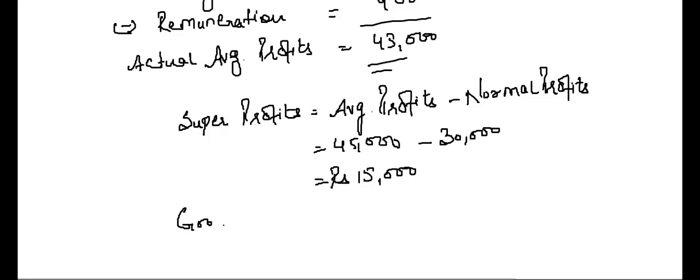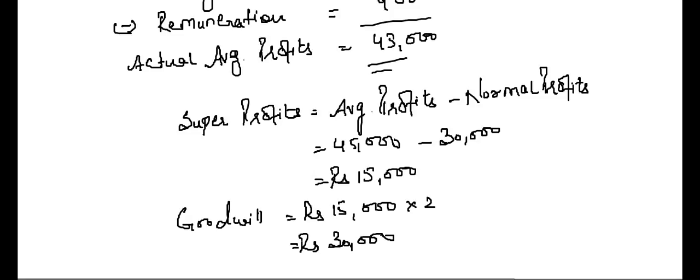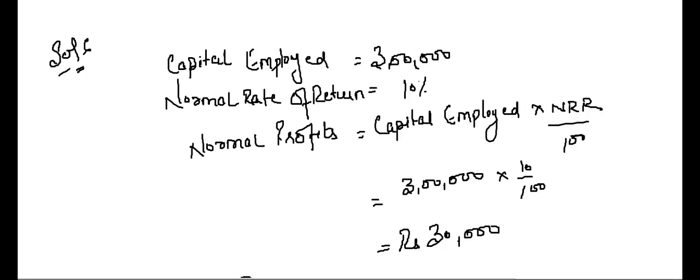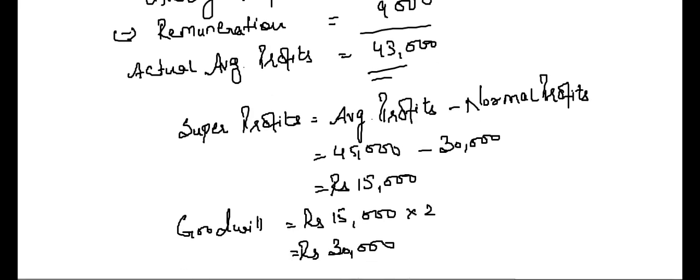Now goodwill is rupees 15,000 into 2. So 30,000 is the goodwill. Right? Clear? This is how we'll be calculating goodwill under the super profit method. Clear? We'll first see whether we are given the capital employed. We'll see the normal rate of return, which will always be given. Then we have the normal profits we can calculate. And from there we'll calculate average profits and super profits. Right?